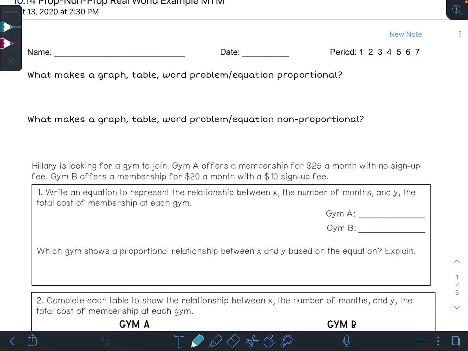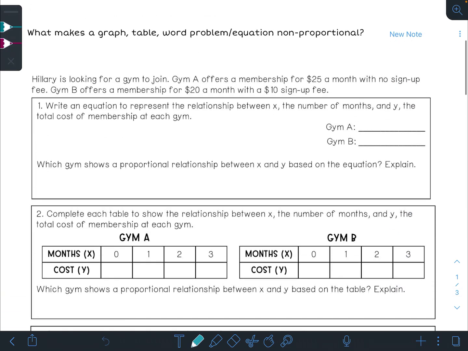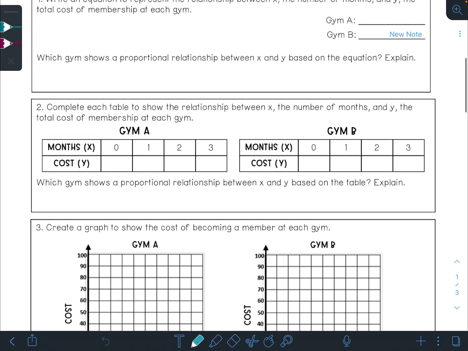Okay guys, so I'm going to do a video going over proportional and non-proportional. I'm going to try and record my lesson in class as well and post that so that you can see it to maybe help you a little bit better. What we're going to look at is 3 different situations: a word problem, where we compare and contrast, a table, and also graphs.